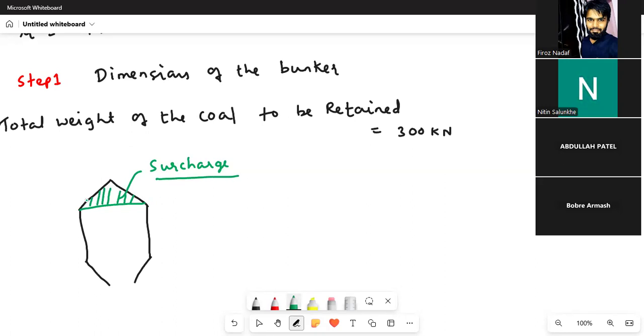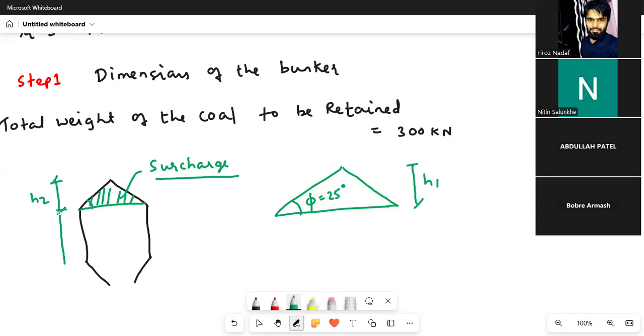Okay, and the surcharge is having some angle. Surcharge is like this, it's an angular shape, and this angle is equal to phi. Whatever angle they have given, the angle of repose. So the angle of surcharge is equal to the angle of repose. This angle is given to us, 25 degree. Okay. Can we find H1? I will take this as H1.